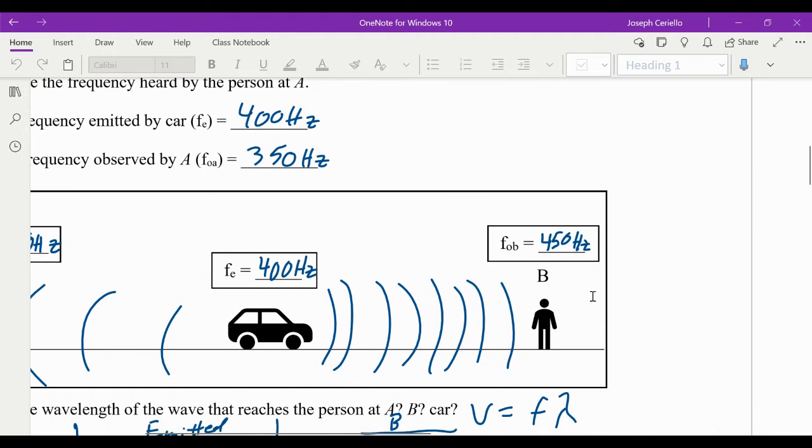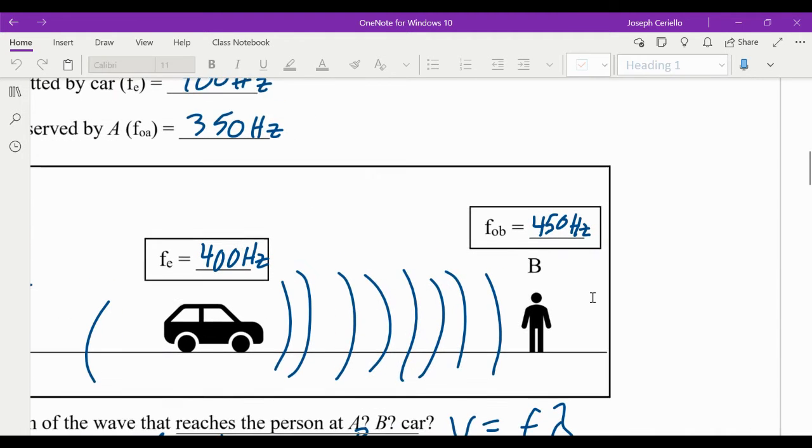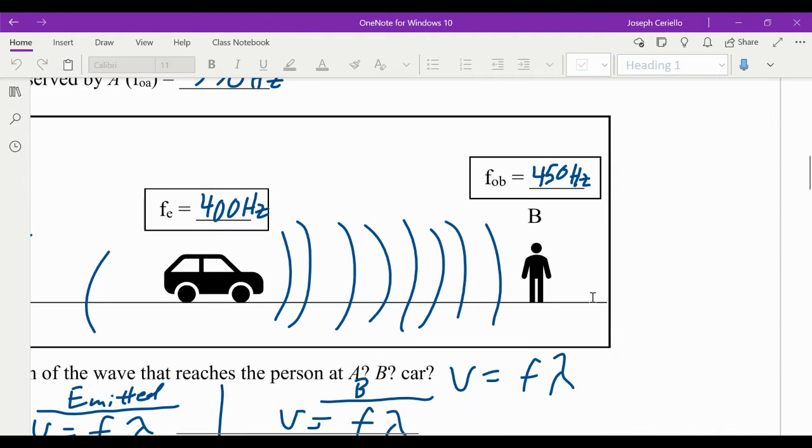I threw a scenario at you where there is a car traveling. Person A is behind the car, person B is in front of the car, and person B hears a frequency of 450 hertz. If person B is hearing 450 hertz and the car is approaching, the car has to be emitting a lower frequency, right? Whenever a car approaches you, you hear a higher frequency than it's actually emitting. So it has to be emitting a number lower than that. It doesn't really matter exactly what you pick. I picked 400 because it was an easy number.